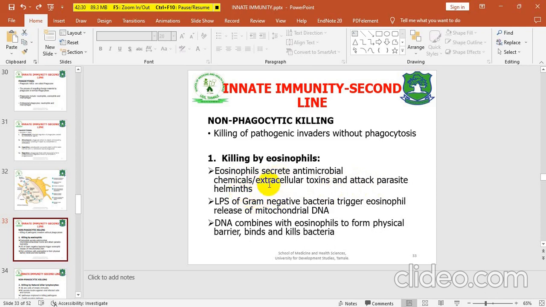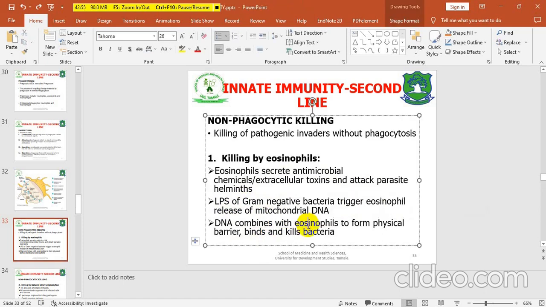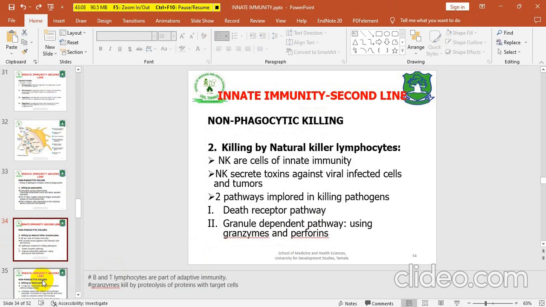Whenever you hear helminths, helminths is the same as worms. Worms. Then we have the lipopolysaccharides of gram-negative bacteria. They also trigger eosinophil release of mitochondrial DNA. Then there is conjugation of the DNA of the eosinophil with the eosinophil to form a barrier, and this barrier binds and kills the bacteria. So let's look at the non-phagocytic killing.